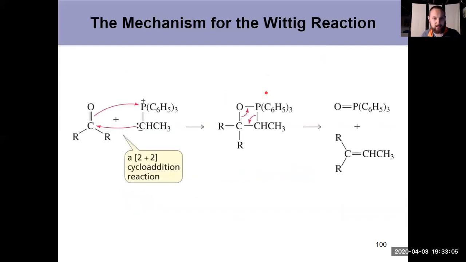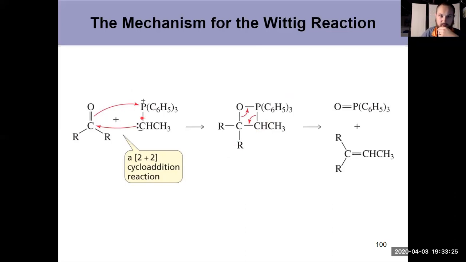Know the mechanism of the Wittig reaction. It's a concerted reaction. Hopefully you remember that term, everything happening in concert. And it's a 2+2 cycloaddition. We saw that in the Diels-Alder reaction, a cycloaddition. This cyclic intermediate. So what's going on?